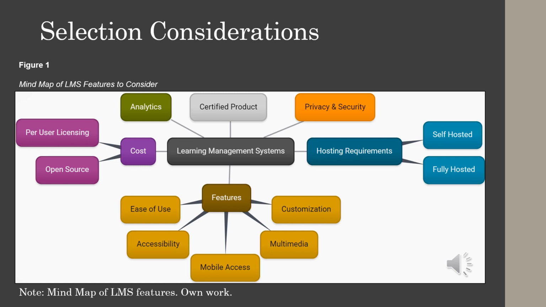A best practice is to use an LMS evaluation tool that allows an institution to identify required and desired features and functionality and to assign a weight or score to each item. Using such a tool will help the institution to make an informed decision in the selection process.